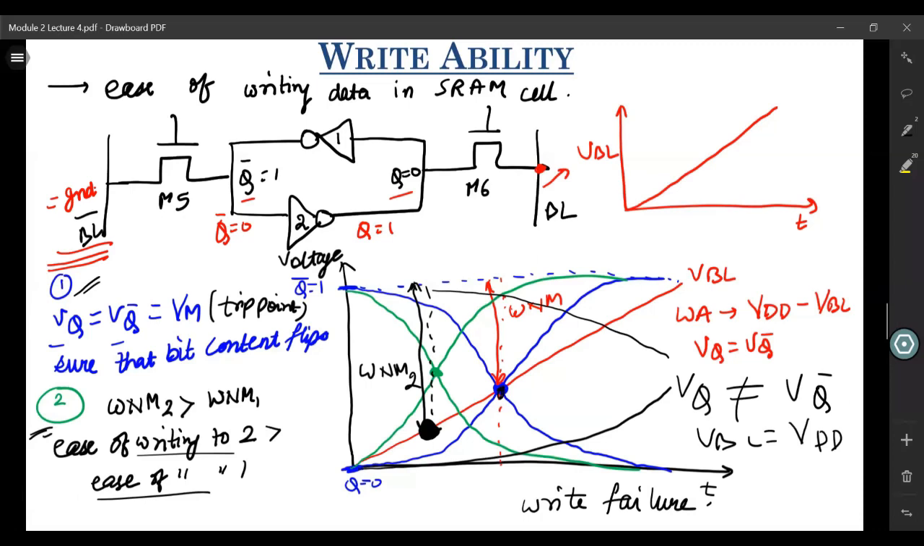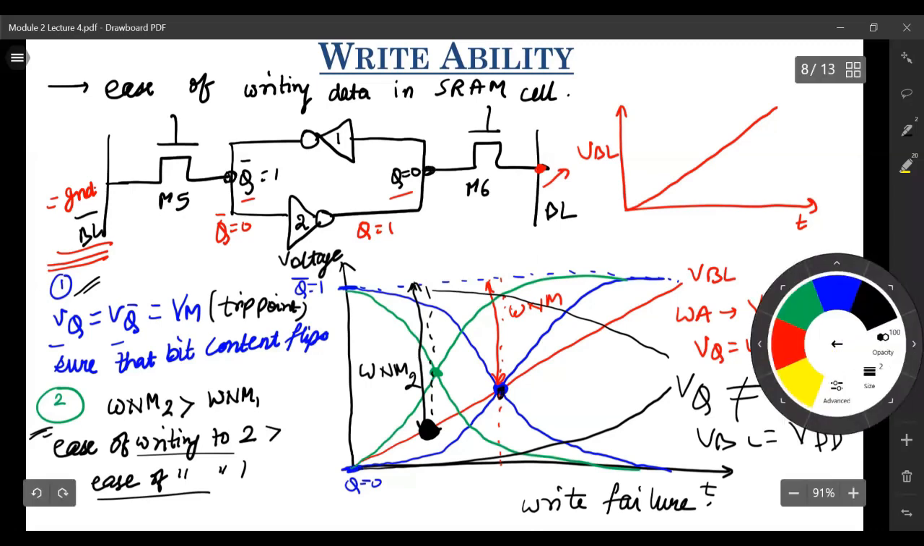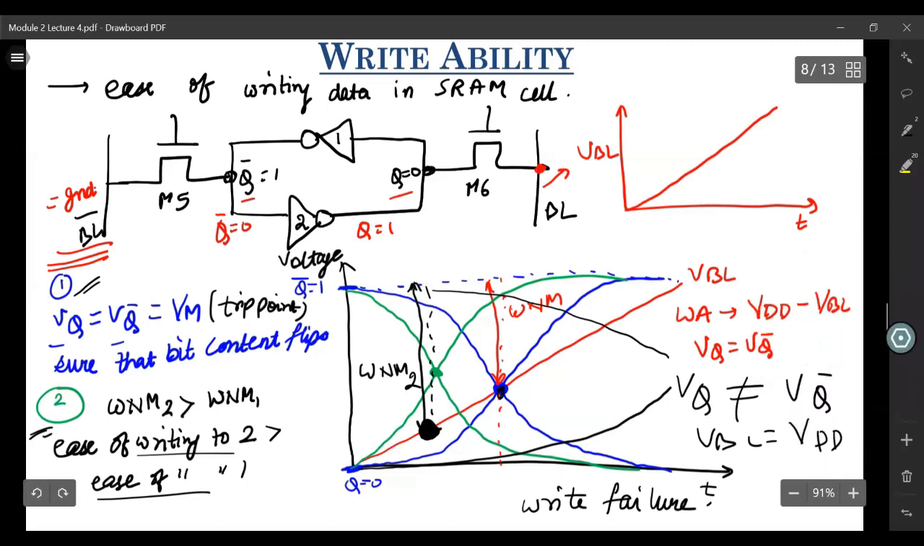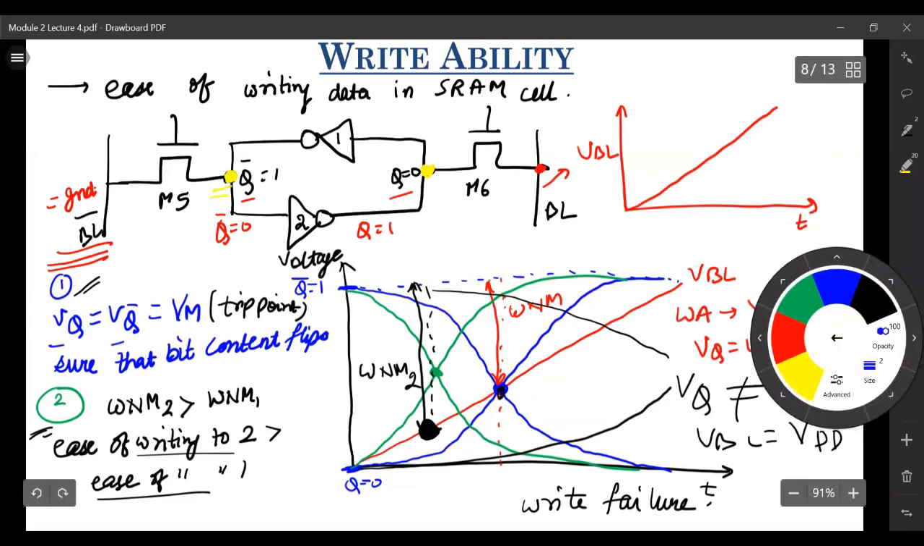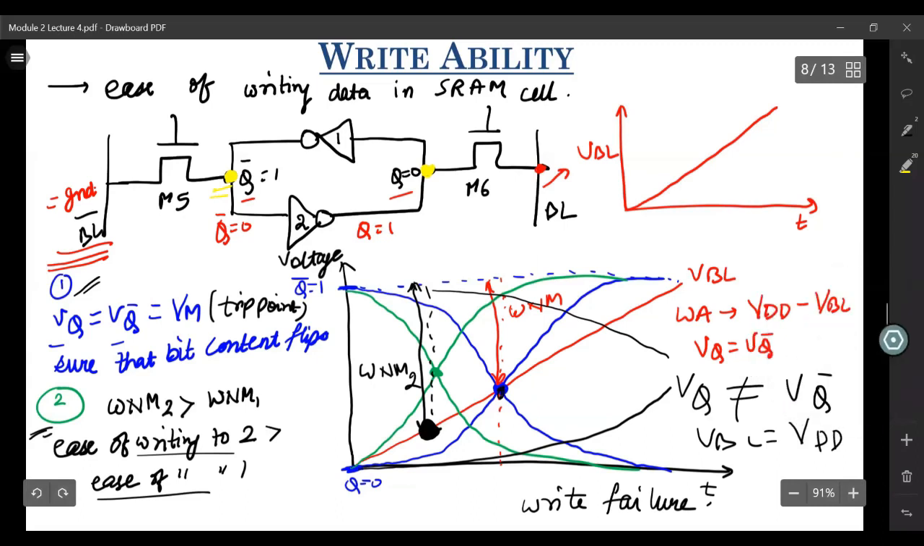But to define the writability, the hold static noise margin, or the read static noise margin, you need to somehow access these internal nodes and probe them with some voltage. You need to apply some voltage at this node and check the output here. However, to probe these nodes in circuits, you'll have to provide additional interconnects, additional pins on the chip, through which you can access these two terminals. But that is not possible in commercial SRAMs, which are very large.